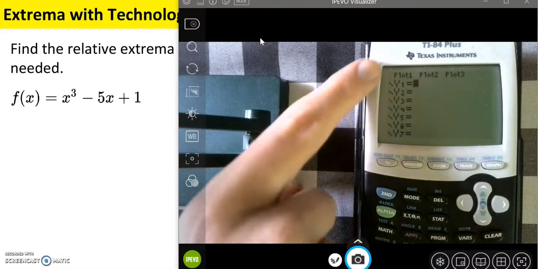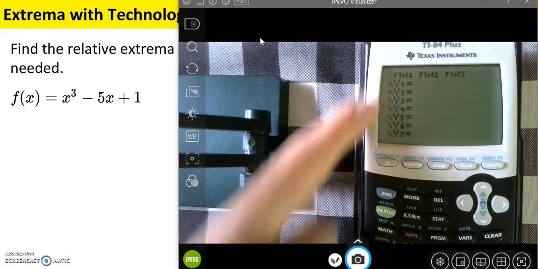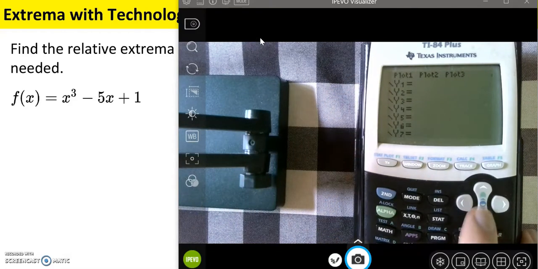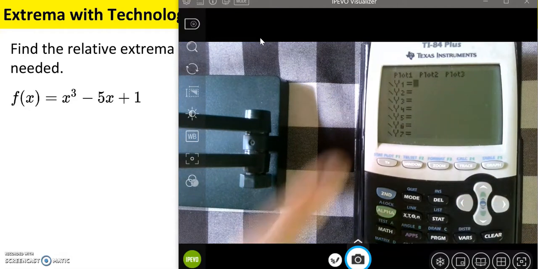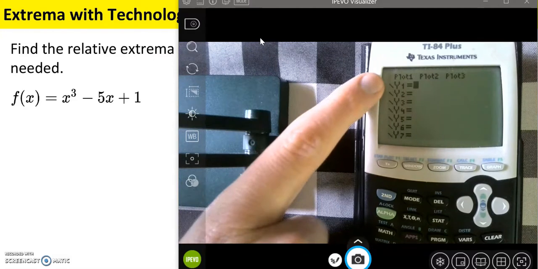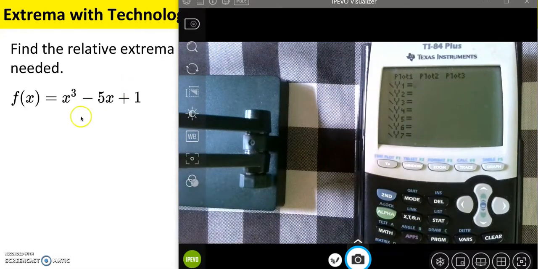So this will actually let you graph up to, it's either 8 or 10, I can't recall, functions at the same time. So what I want to do is enter into the y1 location the function exactly as it's written: x cubed minus 5x plus 1.